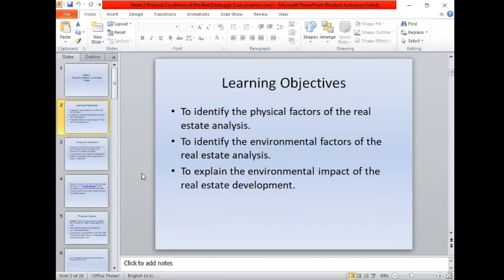Our learning objectives here are to identify the physical factors of the real estate analysis, to identify the environmental factors of the real estate analysis, and to explain the environmental impact of real estate development.